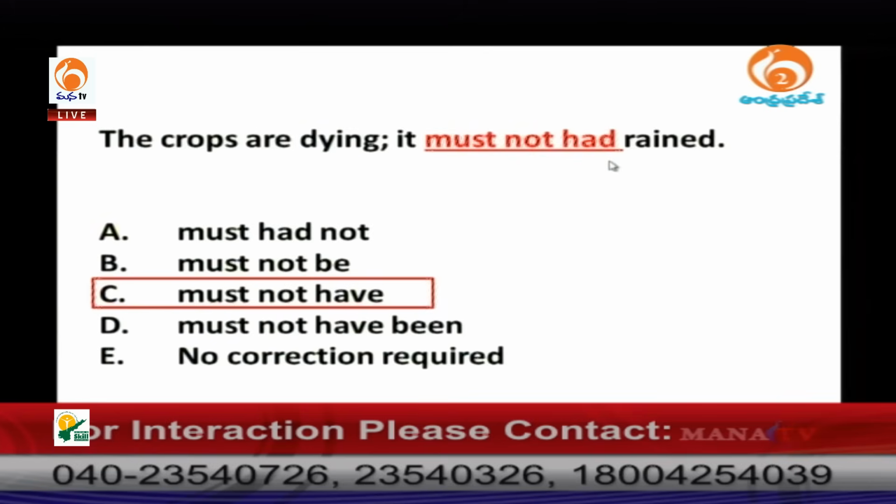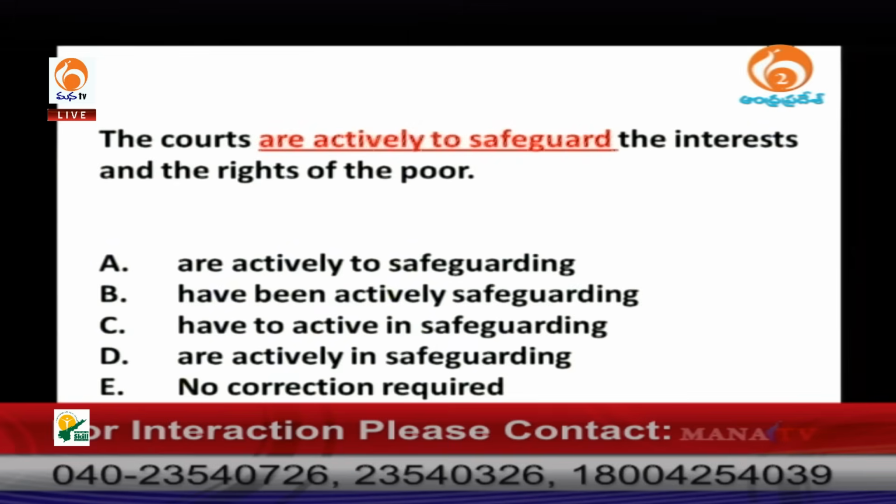Okay. Next, the courts are actively to safeguard the interest and the rights of the poor. I hope that is right in this country right now. So the courts are actively to safeguard the interest and the rights of the poor. If you look at the question itself, are actively to safeguard. Now these four words itself are grammatically incorrect.